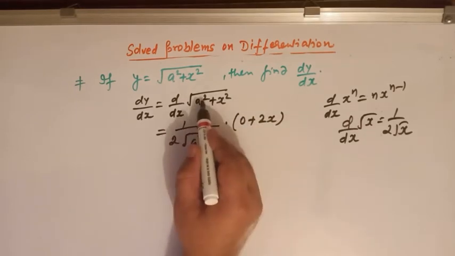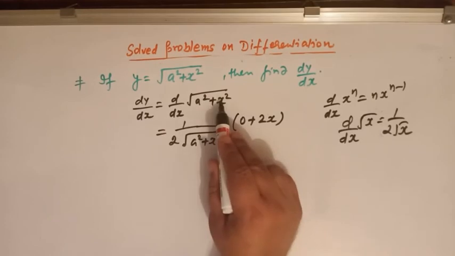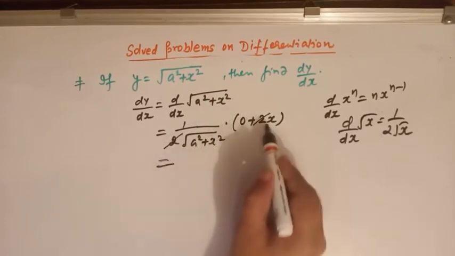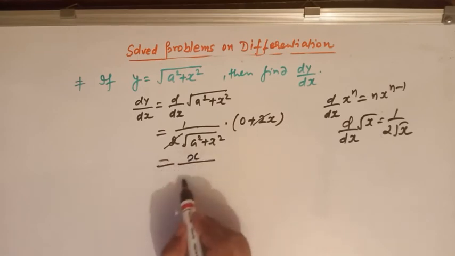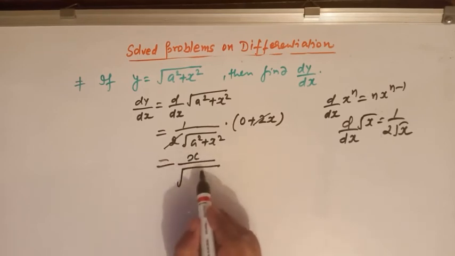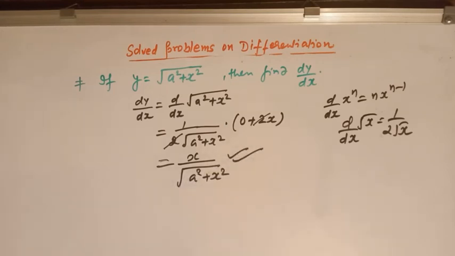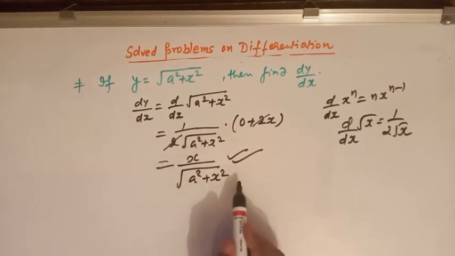because a is constant and the derivative of x square is 2x. So this 2 and this 2 get cancelled, and we are left with x divided by square root of a square plus x square. Clear? So this is the required derivative. Clear?